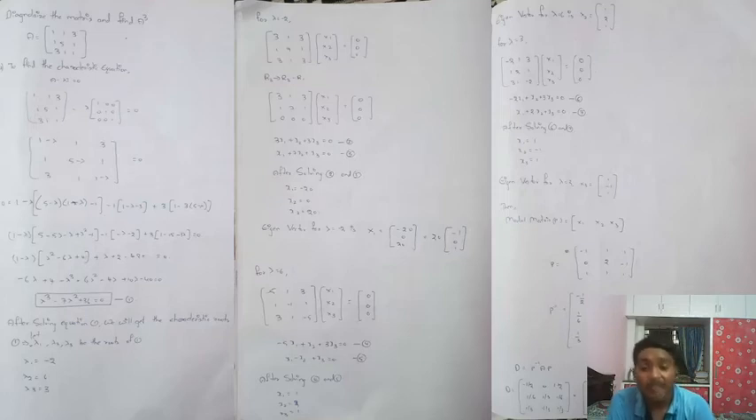The resultant matrix is [-5 1 3; 1 -1 1; 3 1 -5] into [x1 x2 x3] equals [0 0 0]. Now we'll write equations from this resultant matrix. Minus 5x1 plus x2 plus 3x3 equals 0 is known as equation 4. x1 minus x2 plus x3 equals 0 is known as equation 5.